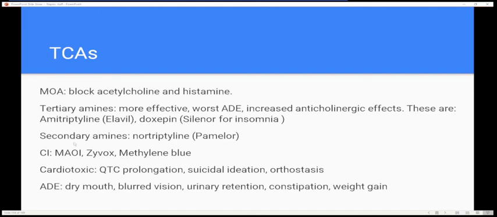And the side effects are your anti-muscarinic side effects, so like drying you out. So you have dry mouth, blurry vision, urinary retention, constipation, weight gain. These are pretty much the common side effects of anything that's anti-acetylcholine, or muscarinic.